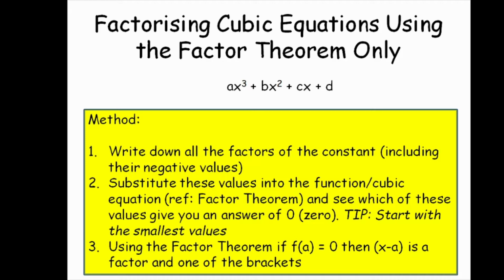Then, using the fact theorem, when you substitute a into your function and it equals 0, then x minus a is going to be a factor, one of those brackets. So for example, if you substituted positive 3 into your polynomial and the polynomial gave you a value of 0, then x minus 3 would be one of your brackets. If the value you substituted was minus 1, then x plus 1 would be one of your brackets.